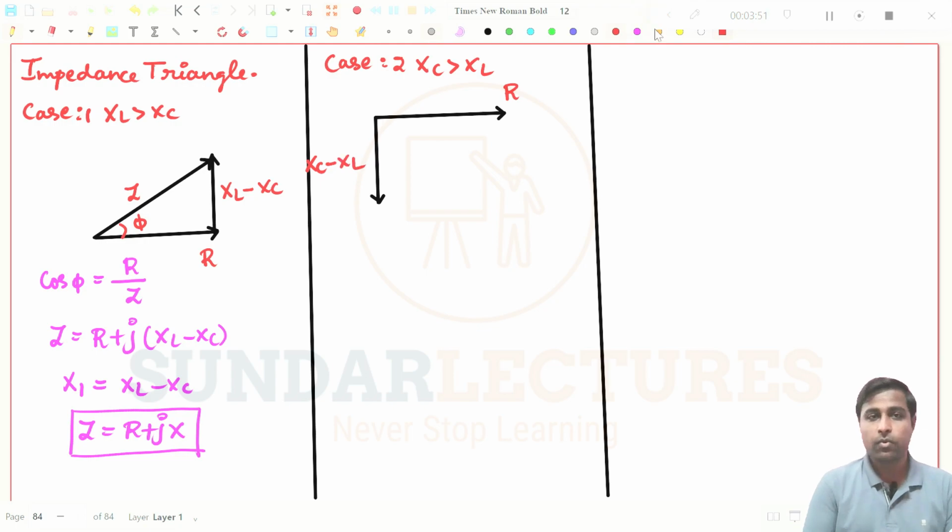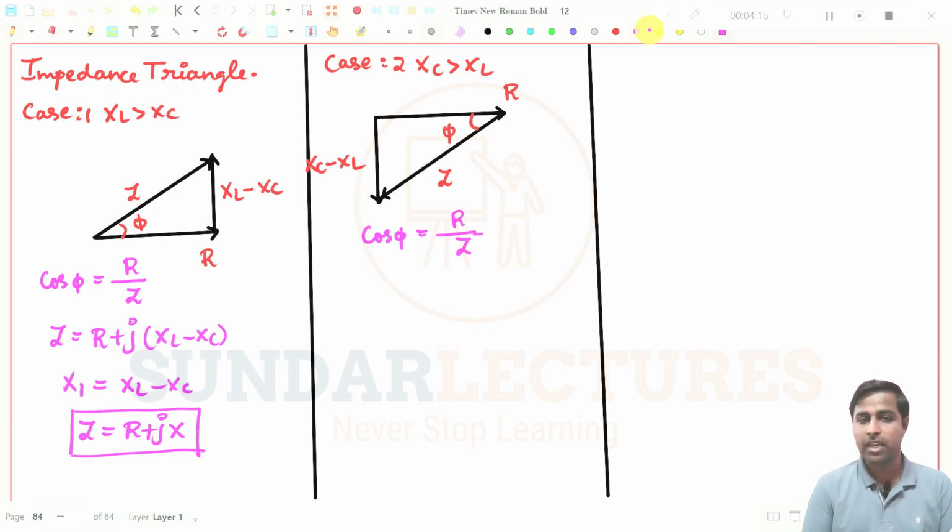And if you want to go for Z, then it is very simple to add these two phasors. Add these two phasors, what you will get? This value will be Z. And what is this one? This is nothing but phi. And from here, you just try to write what is the cos phi value here. Same, right? What is cos phi? It will be R by Z.